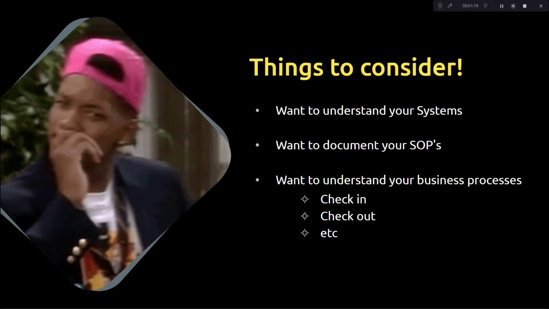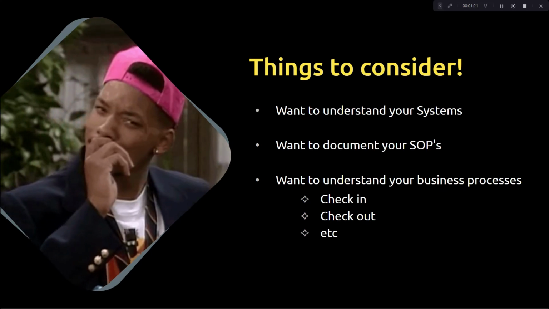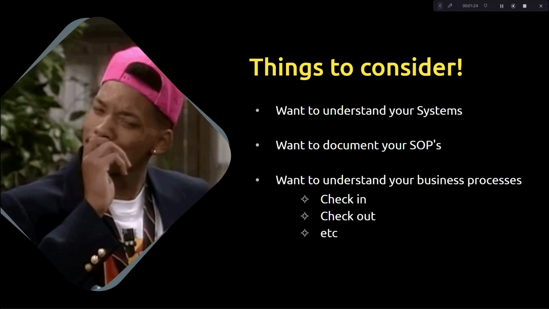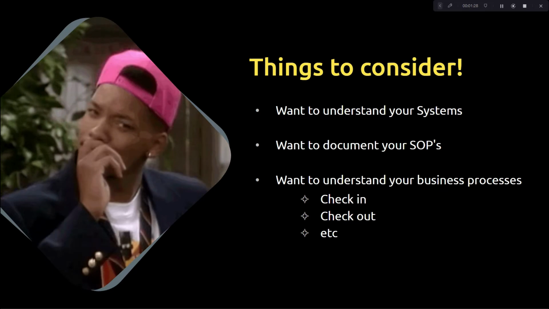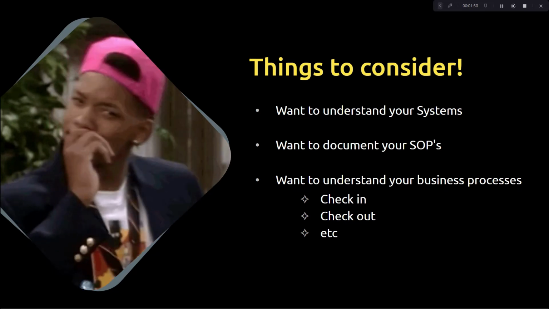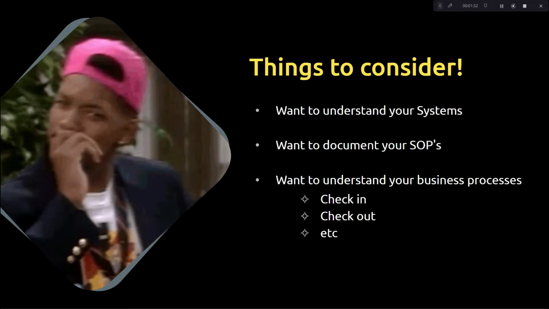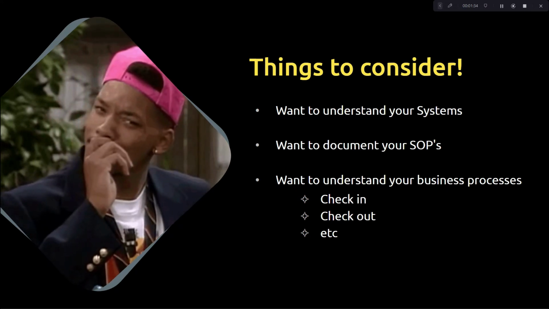Things that you want to consider before you actually get started: you want to understand what systems you already have in place that you want to use to automate your business. Once you have that understood, you want to document those standard operating procedures, which just means how you actually complete those steps. So how do you take your customer from A to Z?